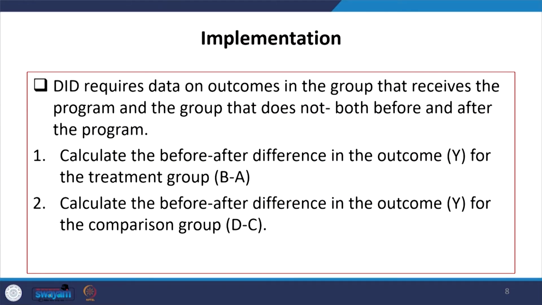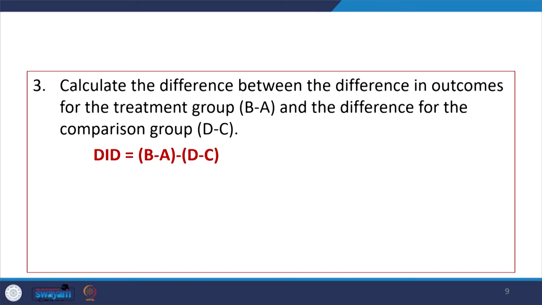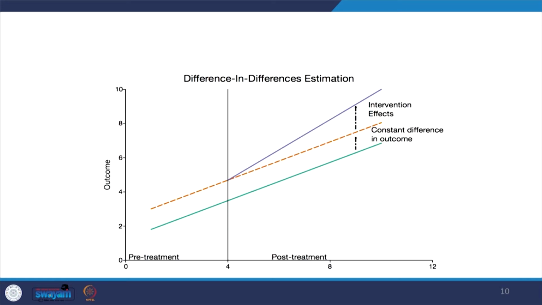So, the first one is calculating the before and after difference in the outcome for the treatment group, and the second one is calculating the before and after difference in the outcome for the comparison group, as mentioned here. Basically, DID takes the difference between this BA, before and after, and this DC, before and after in the other group. If any change is observed and that change is significant, that means our program has certain implications and a significant impact can be derived.